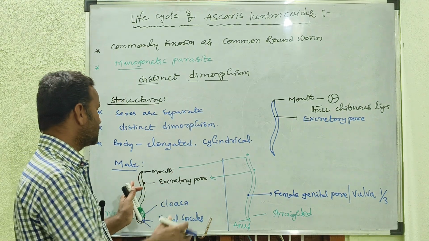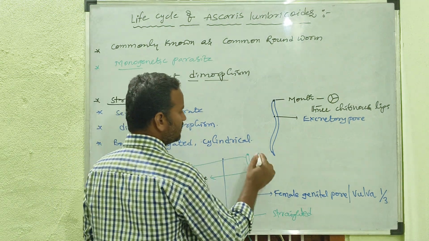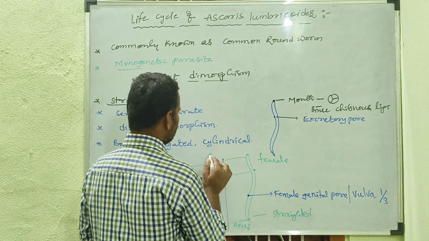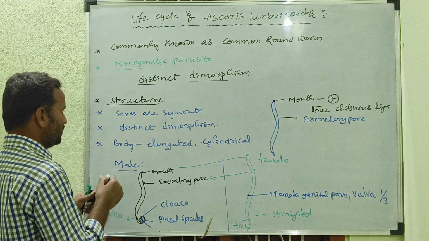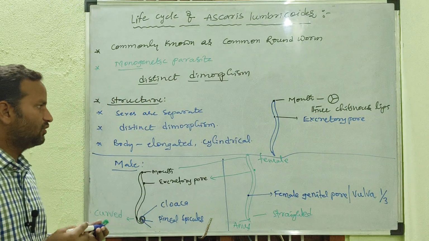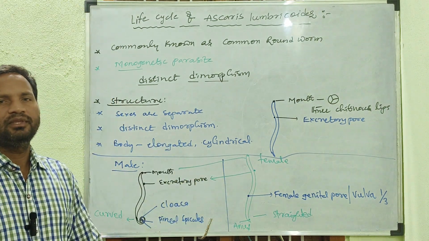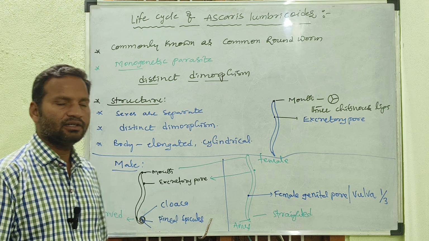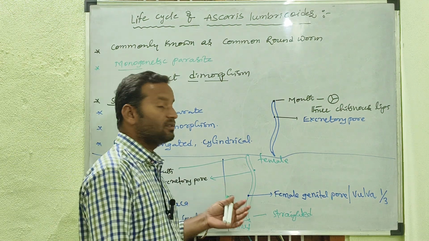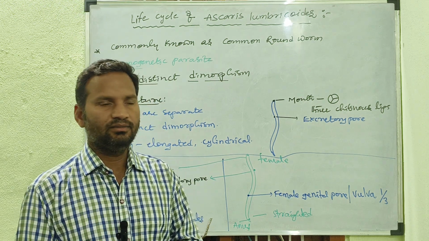Whatever this is, it is the usual or common structure of Ascaris lumbricoides. This is the structure of the male. This is the structure of the female. That is about the morphology of Ascaris lumbricoides. Now, let us continue with the life cycle of Ascaris lumbricoides.